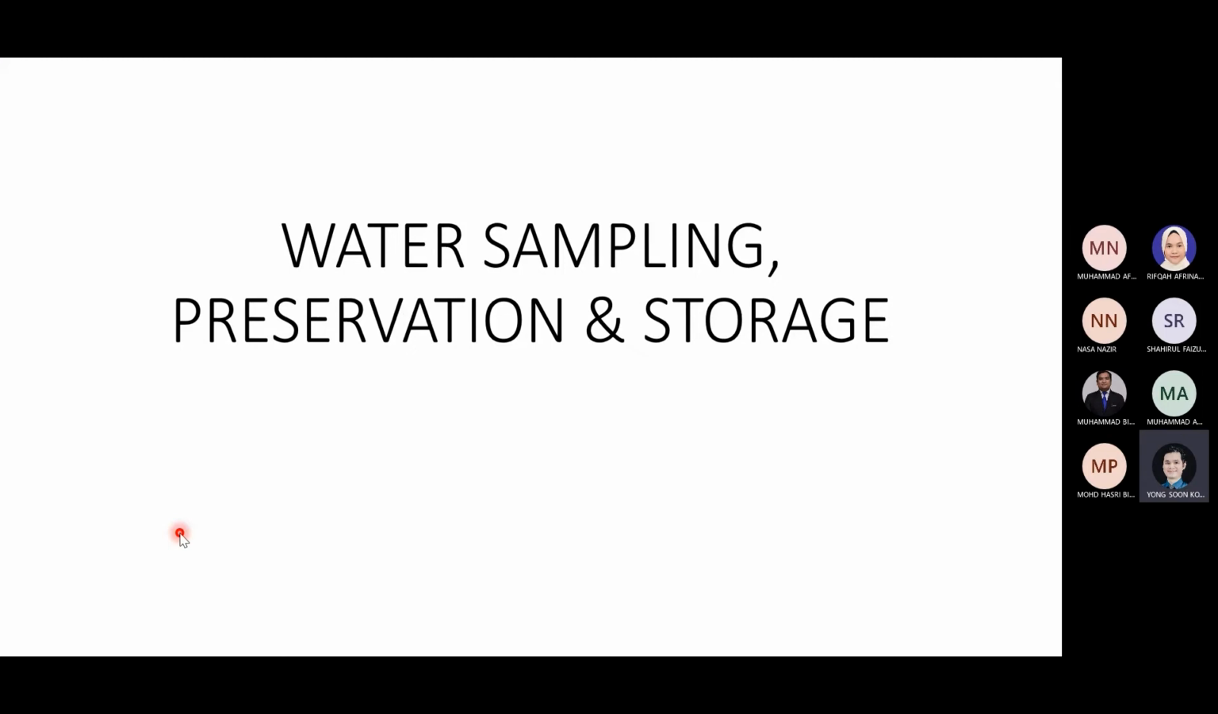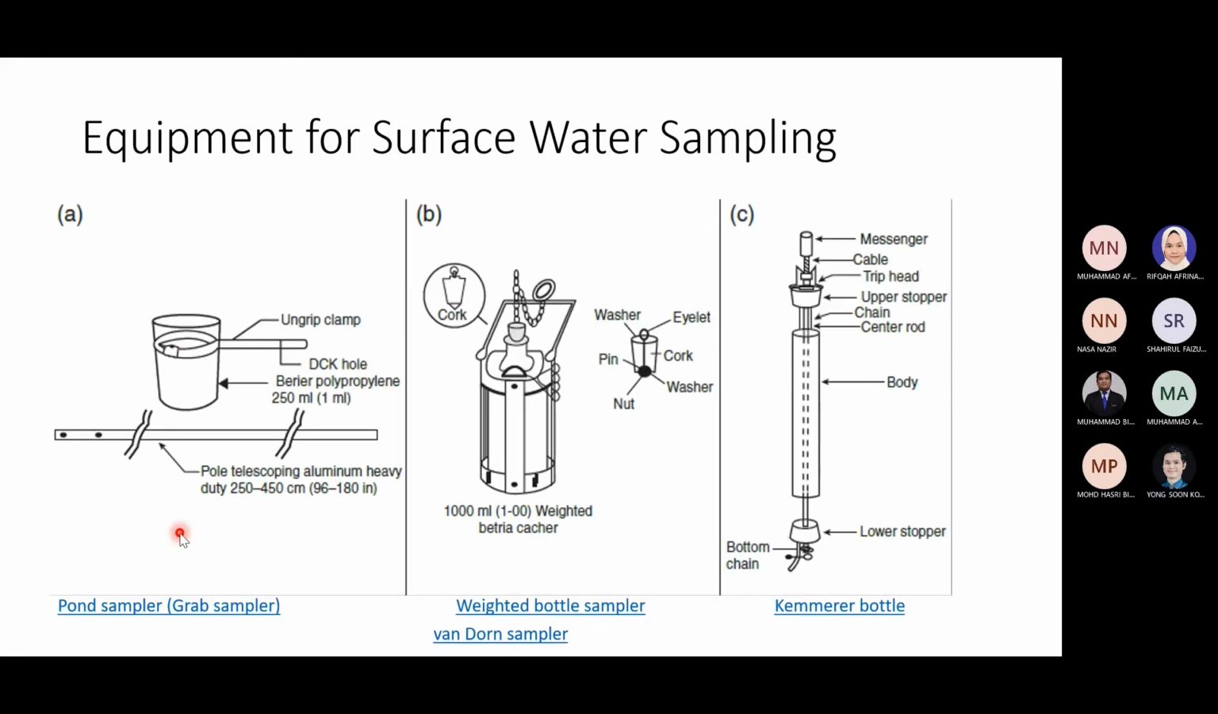Okay. But as a refresher, the equipment I'm going to start first. So what are the equipment that we use to collect water samples? As you can see right there, this one is called a pond sampler or a grab sampler. It is a very long pole. Attached with it is a small cup that is used to scoop surface water directly from the side of a river, or maybe on the surface of a lake.